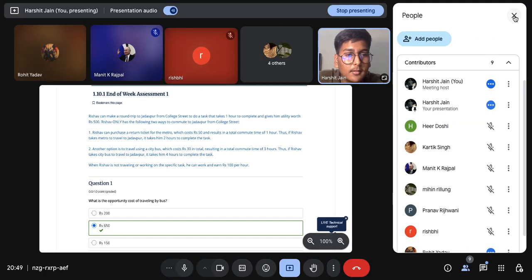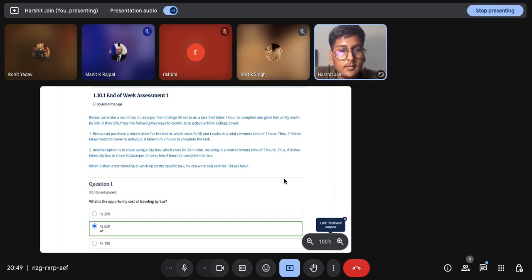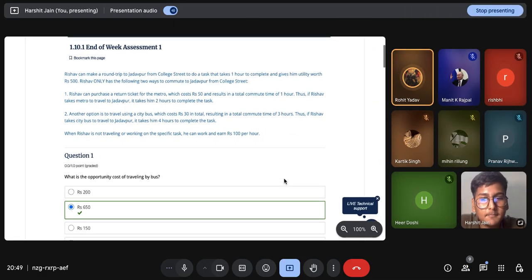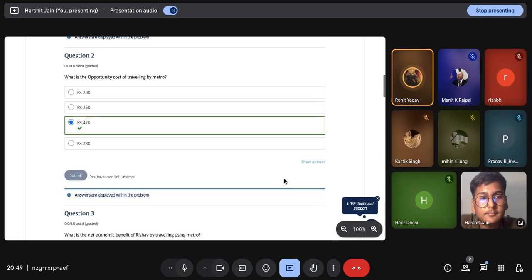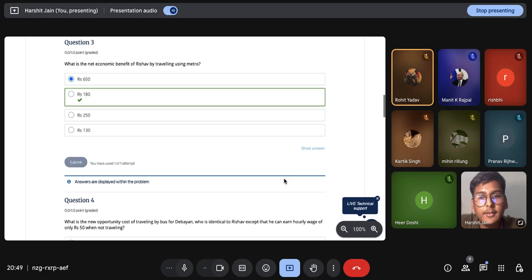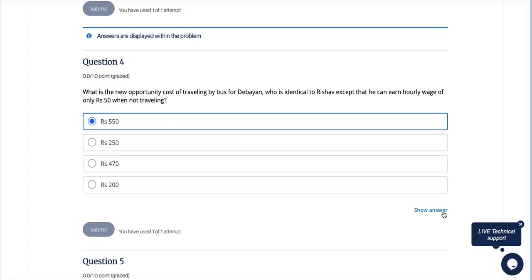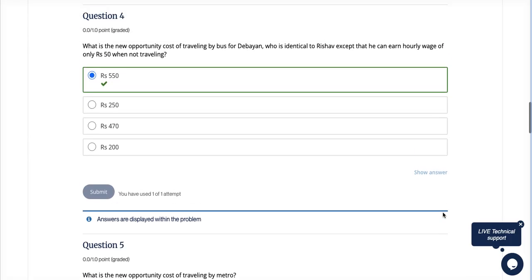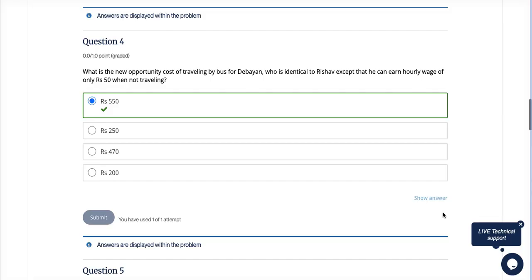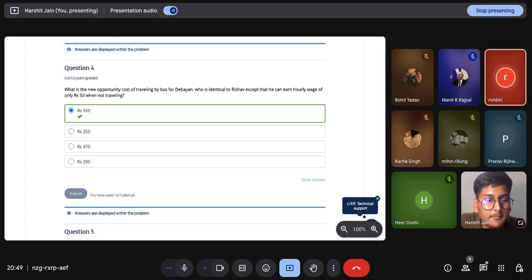550. Okay, we will check. 500 original, and the metro guy will be able to make 50 more rupees in that same hour. DCB, are you done? Yeah, it's 550 rupees. Just minus 100 rupees, that is Rishabh earning more than Devan. Yeah, it's the same logic. It's just that you have to halve the amount.